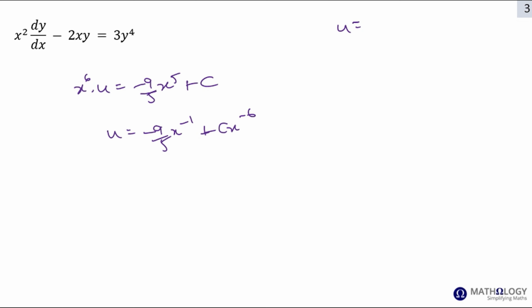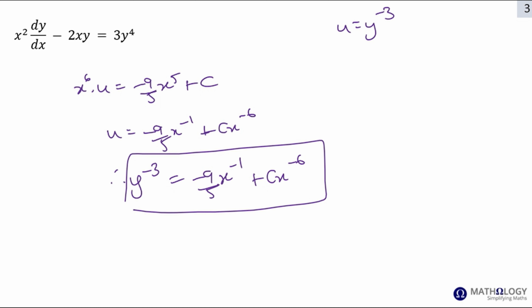Recall that u equals y to the minus 3. Therefore, y to the minus 3 equals minus 9 over 5 x to the minus 1 plus c x to the minus 6. And we can leave the solution in that form.